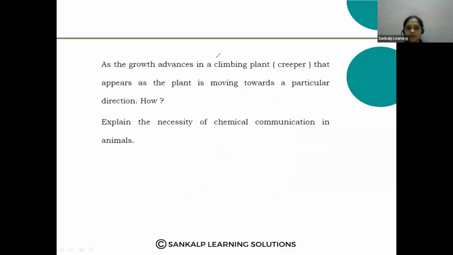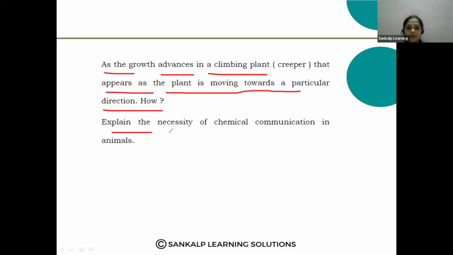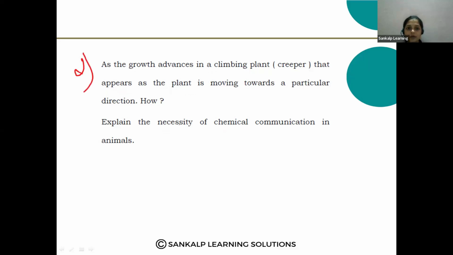Next question: as the growth advances in a climbing plant, it appears as if the plant is moving towards a particular direction. How? Also, explain the necessity of chemical communication in animals. For this question, note down the question first. Second question, note down the question.